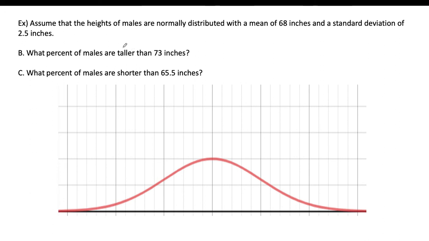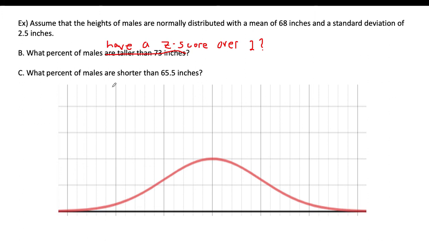So this question could be worded, it could say, what percent of males have, again, forgive the terrible writing with a mouse, have a z-score over 2, right? Because the z-score of 73 is 2, and so we could just replace that question by thinking about it in terms of a z-score.